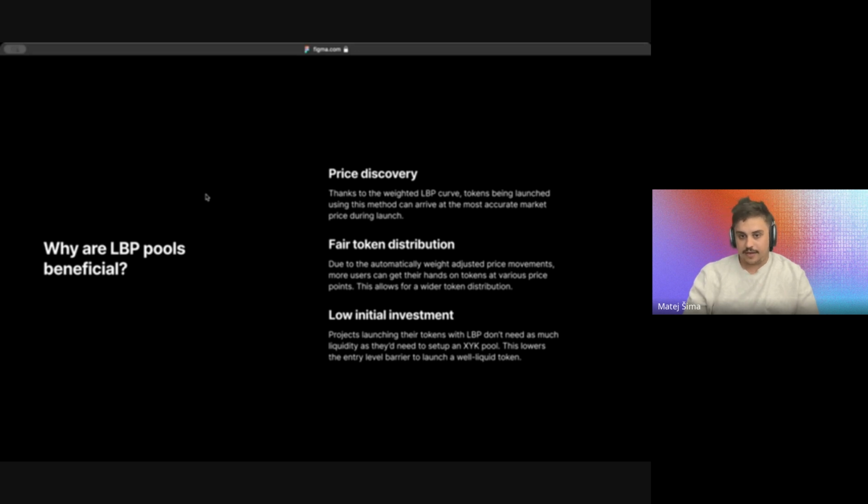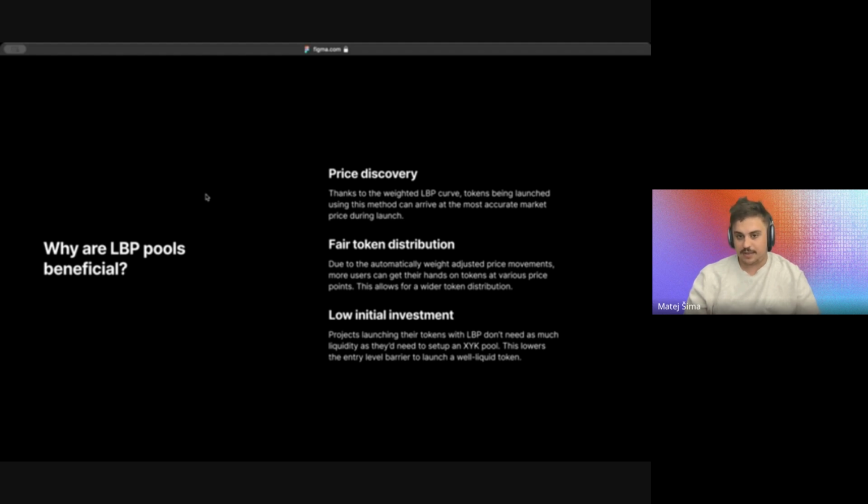Secondly, it allows for fair token distribution. Thanks to the automatically weighted adjusted price movements, more users can get their hands on tokens at various price points. This results in a wider token distribution, so you will not have a ton of whales because more people will be able to get their hands on the token.